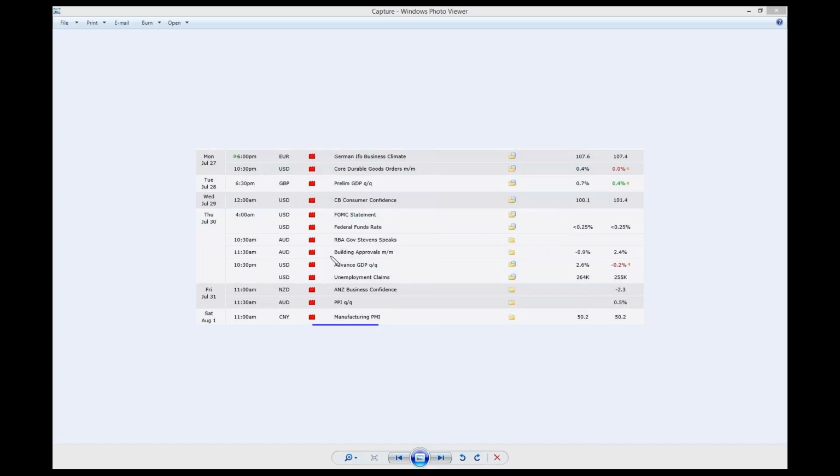And what do we have? Building approvals. We had something else that was big. We have PPI numbers, and I saw some unemployment claims. This one here. So there's a lot on this week. Pretty much the one that I should say to keep an eye on in terms of data and announcements is going to be the Aussie dollar.